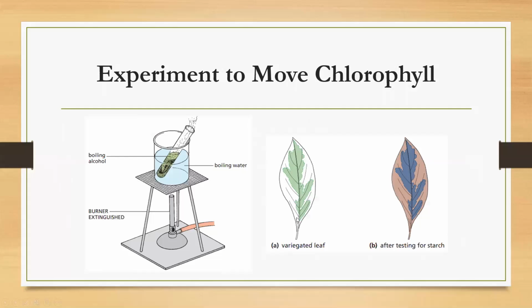This is the example. This is the image of the leaf before we give iodine. And this is the leaf after we give the iodine, and we can see the color change, becoming blue and brown or yellow.